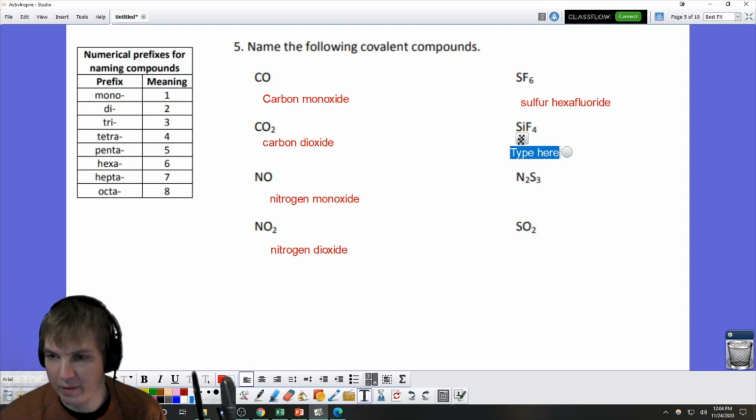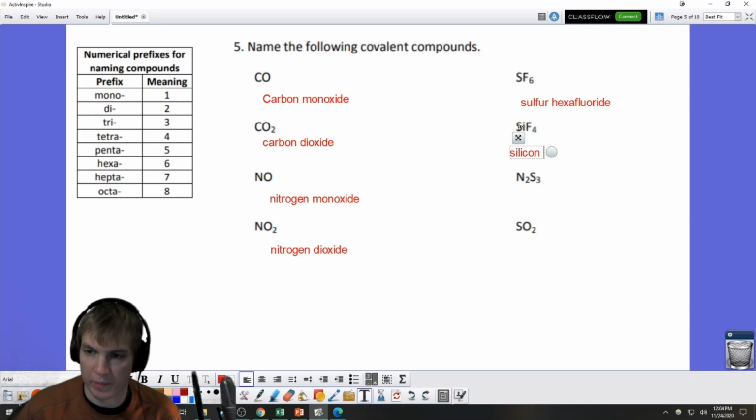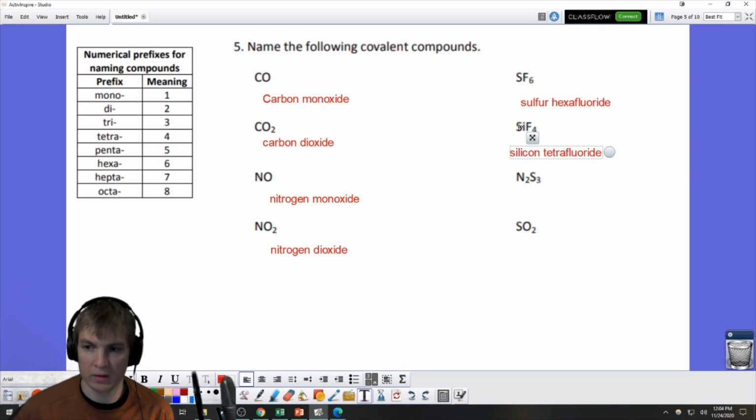The next one we have silicon as our first element, so silicon. And then we want to start getting into the habit of including the prefixes before we type out the element. So the 4 for the fluorine is going to be tetra. And instead of fluorine, we have fluoride. So silicon tetrafluoride. Right, so this is the first one.